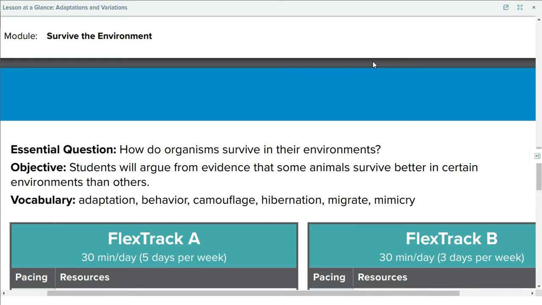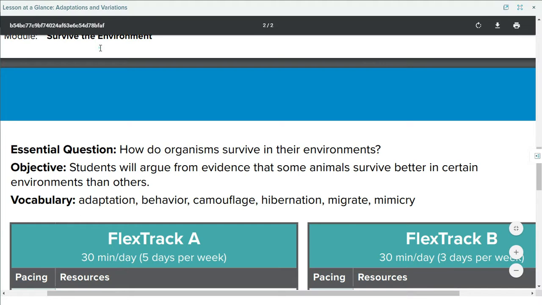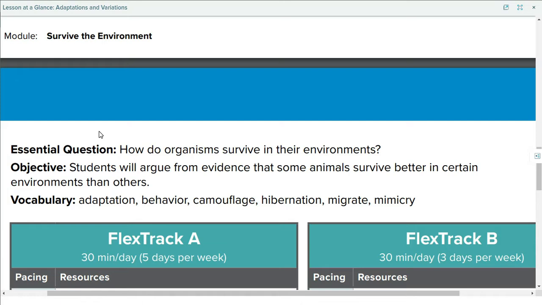Quail, and we are going to start our new lesson in science. Our module is Survive the Environment, and our lesson is Adaptations and Variations. In this lesson, we are going to study how animals can survive with different qualities in different environments. By the end of the lesson, we'll be able to answer our essential question: how do organisms survive in their environments?